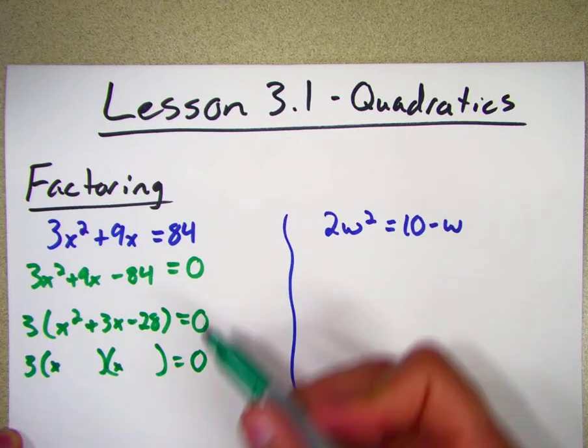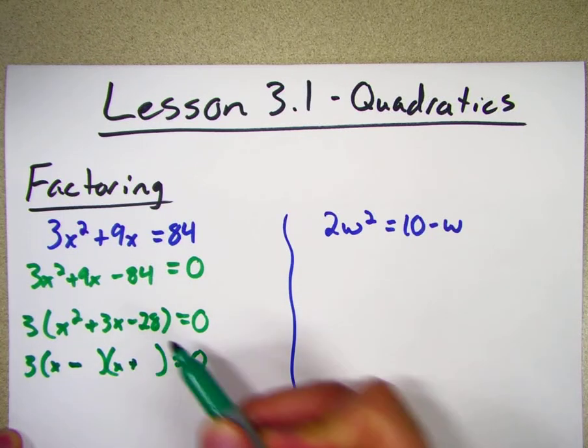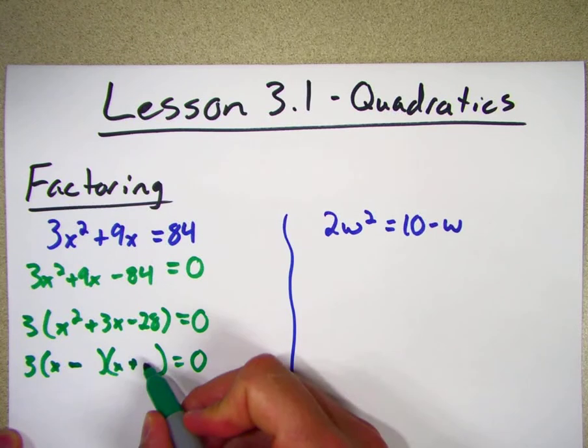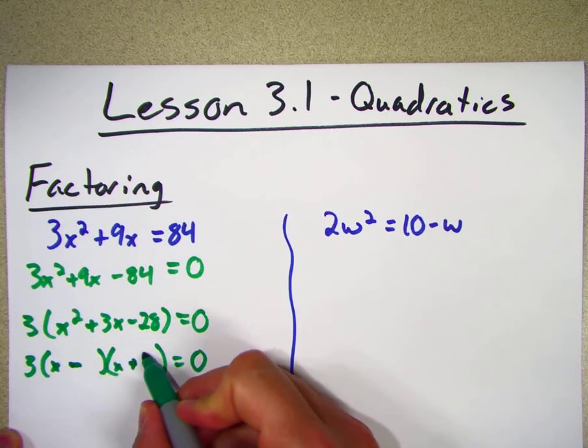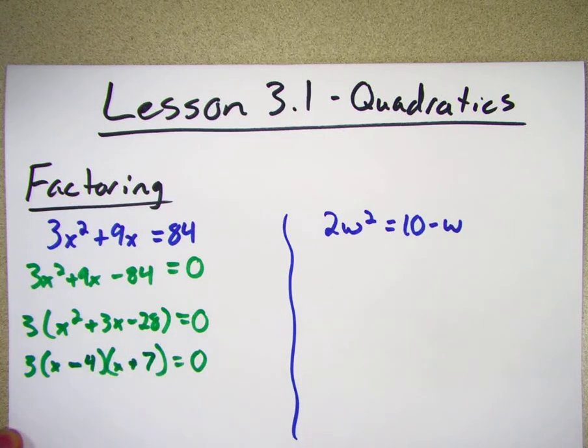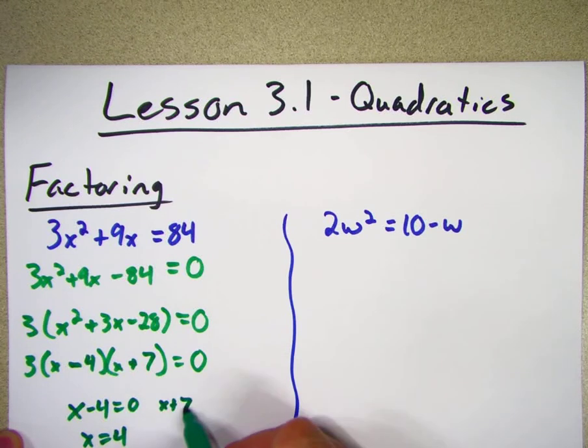So negative 28 has to be a negative number and a positive number. And then when I look at that a little bit further, I would find that I would want 4 and 7, which have a difference of 3. So 7 would be the positive one and 4 would be the negative one. That would get me a positive 3 when I add them together. And from here you just set each factor equal to 0 and solve it. So when I set x minus 4 equal to 0, I'm going to get x equals 4. And when I set x plus 7 equal to 0, I'm going to get x equals negative 7.